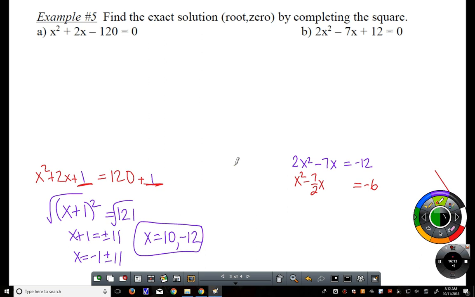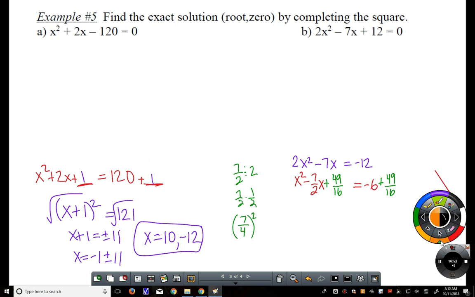7 over 2 divided by 2 is the same thing as 7 over 2 times a half, okay? So the dividing by 2 part gives me 7 over 4, and then I need to take that and square it. So the beautiful number that I'm going to add here is going to be 49 over 16. Okay? And I'm going to add that same amount to the other side. Now again, you might not like that number, but if it's correct, it should work out pretty well.